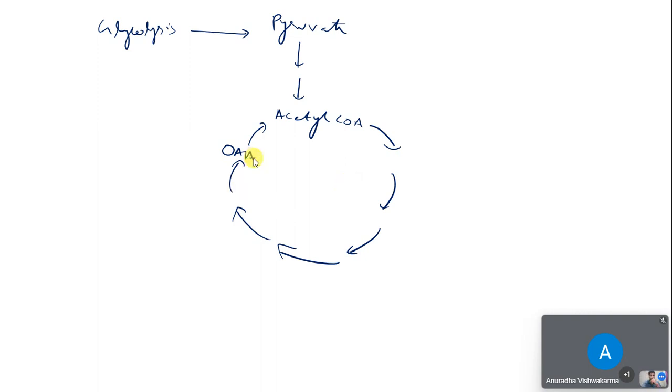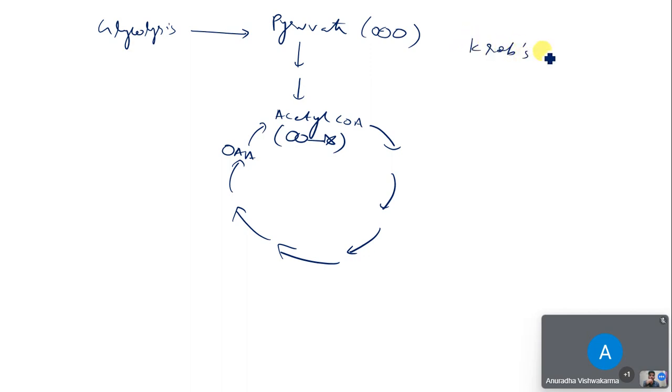So basically, oxaloacetate is utilized and then again regenerated. Okay, pyruvate is a 3 carbon molecule. What about acetyl CoA? 2 carbons, and then a CoA is attached to it. Coenzyme. Okay.